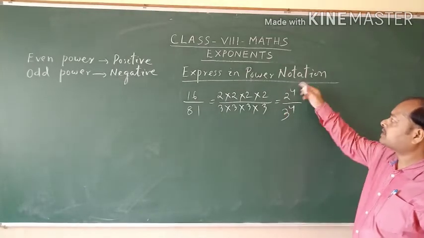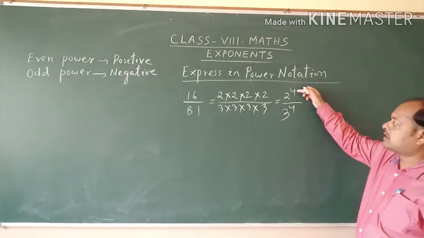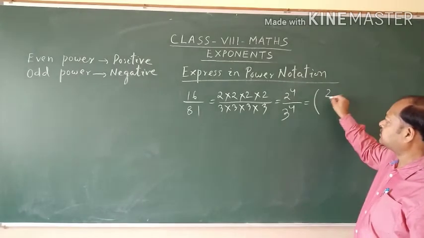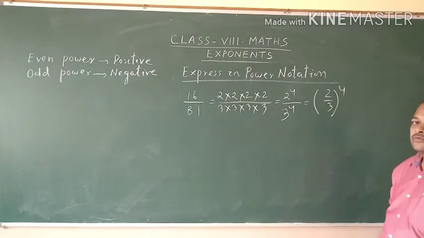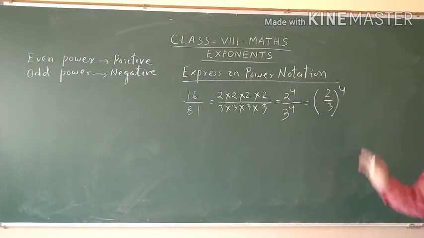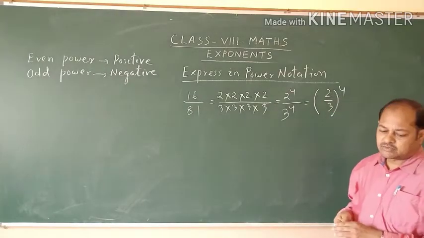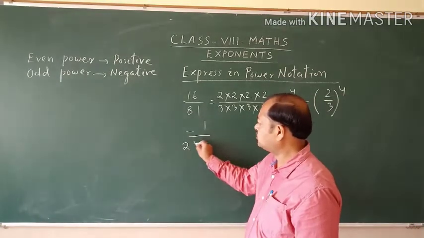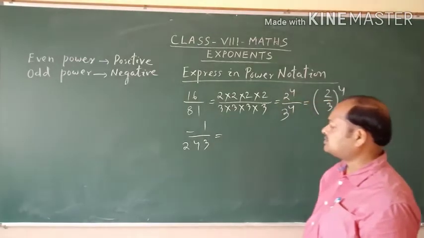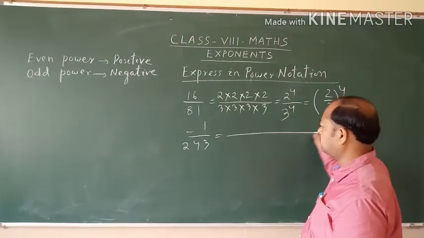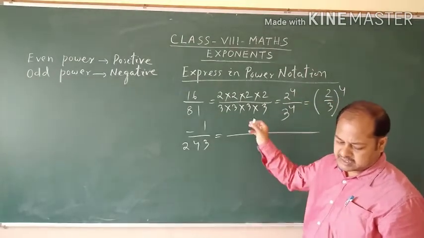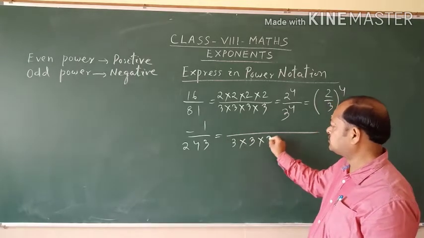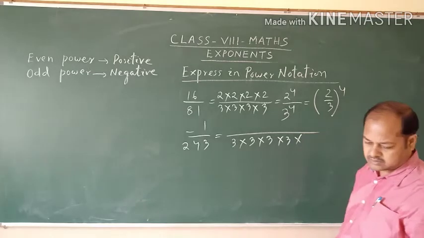So this is the power notation form. The exponent is 4 here and also 4 there. Finally you can write 2 upon 3 to the power 4. This is in power notation form. Let's see one more example. Minus 1 upon 243. We can express 243 like this: 3 how many times? 1, 2, 3, 4, 5.